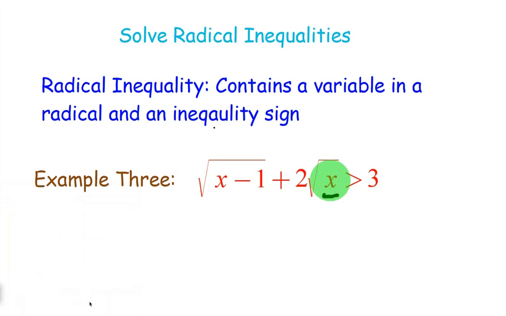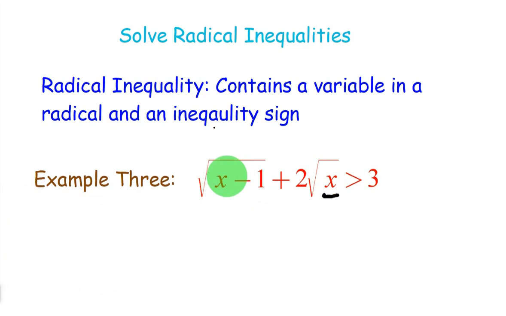Okay, let's solve another radical inequality. And again, if you see a square root with a variable in it and an inequality sign, you're going to follow these steps to figure out what x could possibly be. And again, this is going to be a range of numbers, right? It's not just one set number because of this inequality. So in other words, which numbers could we plug in for x to make this inequality true?